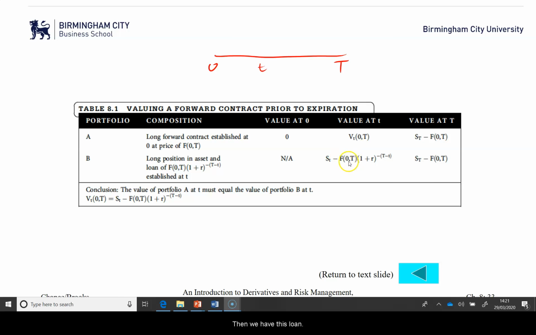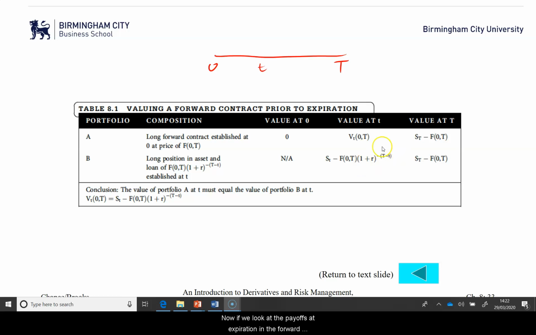Then we have this loan, which is the present value of the forward price, because we are borrowing this much money at time t, and this will require us to make a payment on expiration equal to the forward price. So it's just like the present value of a zero coupon bond at time t, and the bond matures at expiration, where the bond's par value is equal to the forward price.